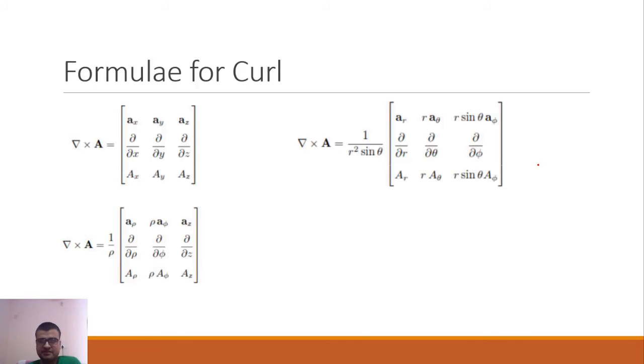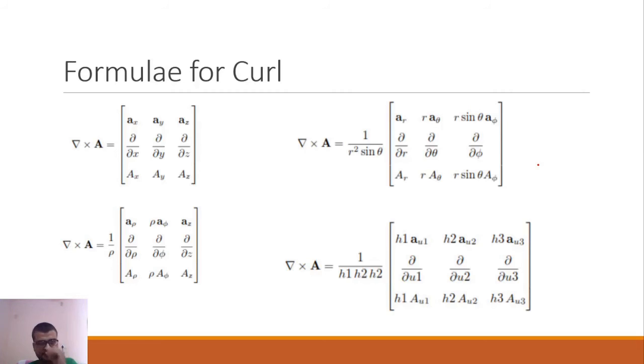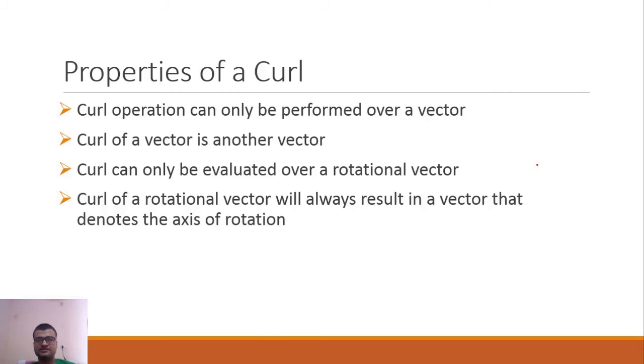Let us skip the curl formula. We know that the curl is performed with the help of the cross operation. So obviously we are going to use the determinant format. But we will not discuss the formula right now. Let us go directly to the properties of the curl.